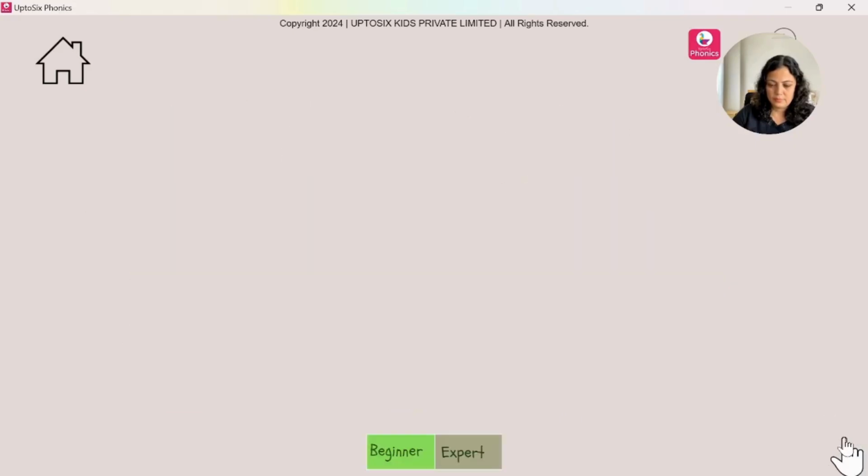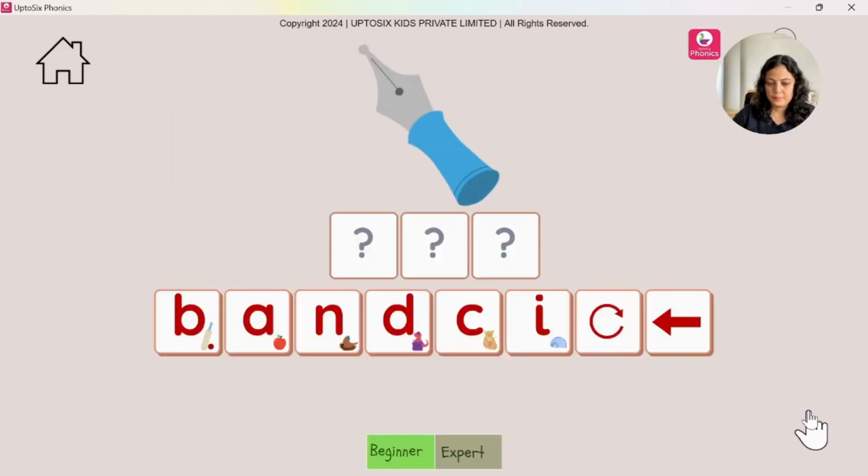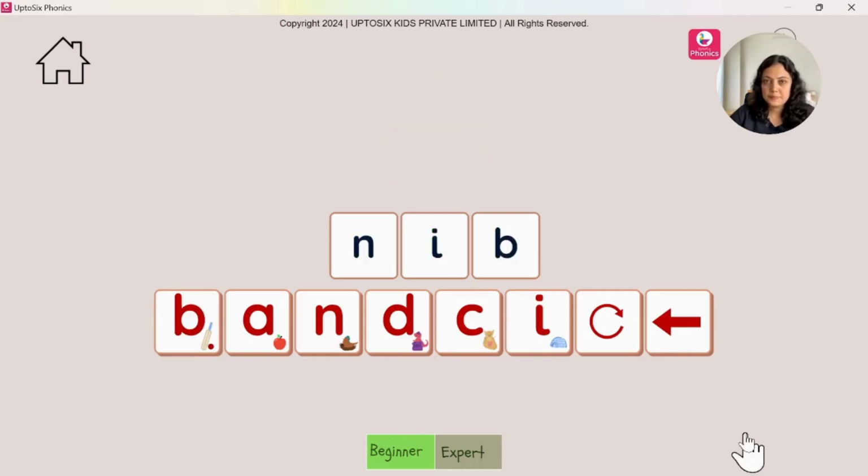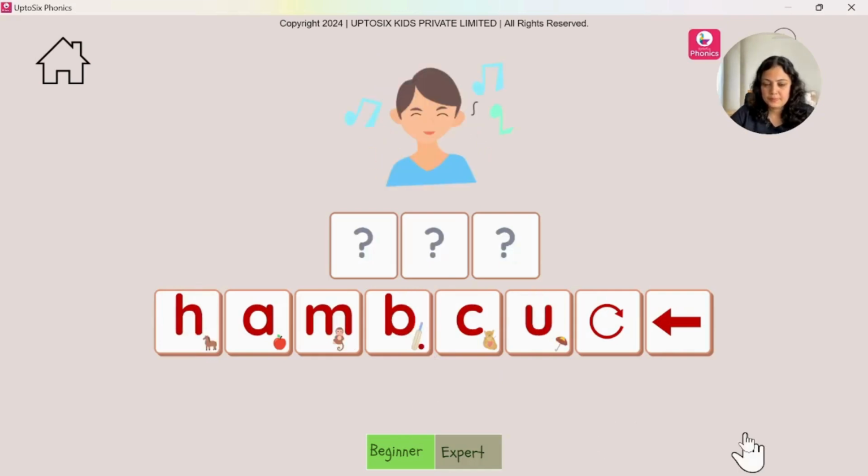Segmenting. Can you spell nib? Nib. Nib. Can you spell hum?